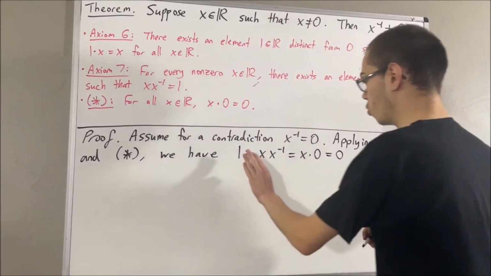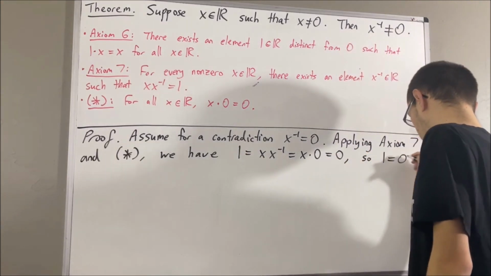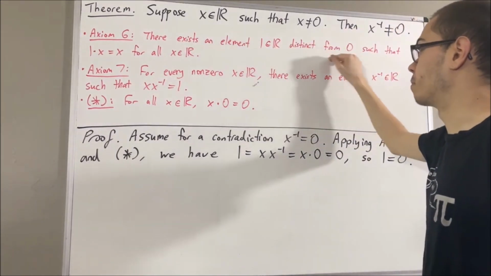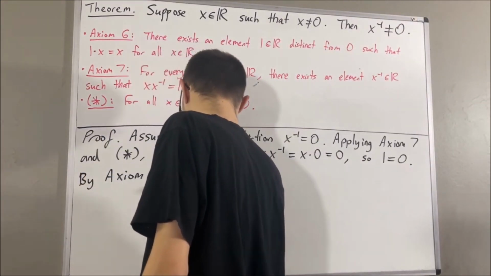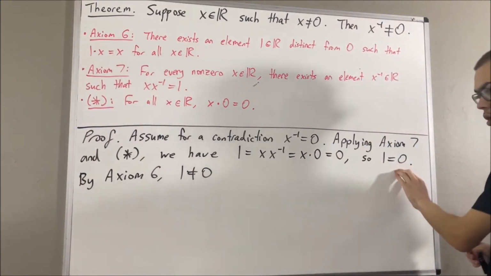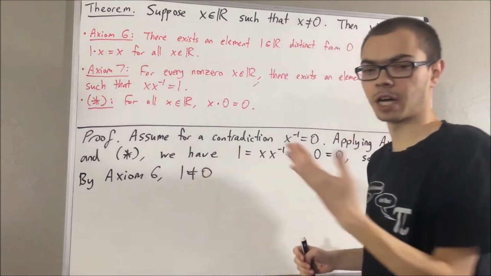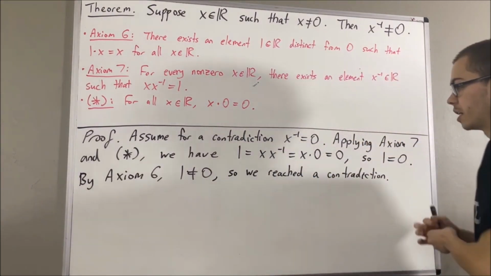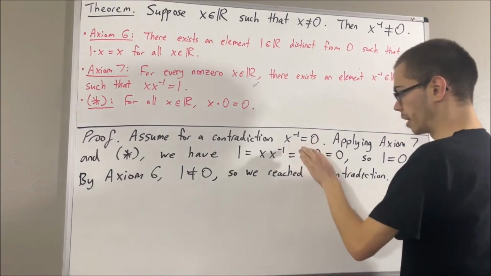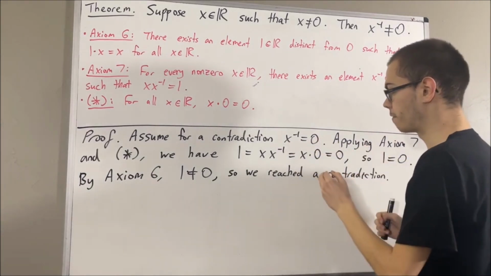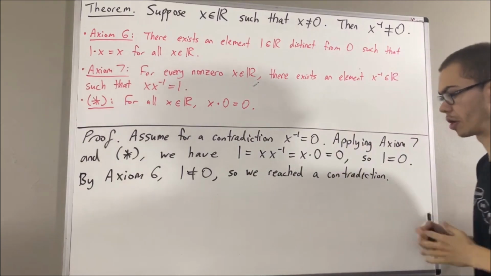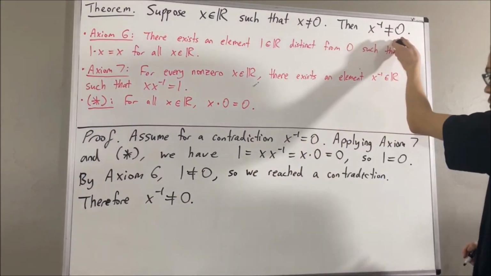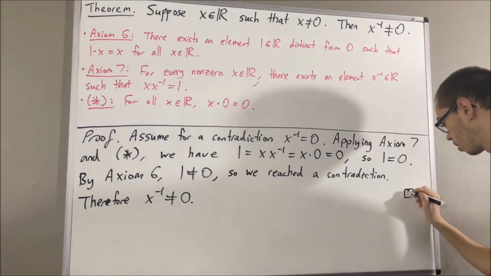So what we see here is 1 is equal to 0. But according to axiom 6, 1 is distinct from 0. So we have 1 is equal to 0 and 1 is not equal to 0. So we have a contradiction. Our assumption that the reciprocal of x is equal to 0 led us to a contradiction. So we must instead have that the reciprocal of x is not equal to 0. And that is exactly what we wanted to prove. So this completes the proof.